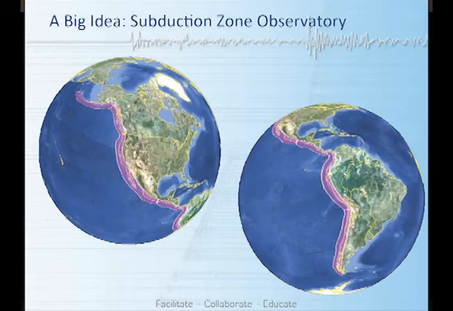Another thing to do would be something called the Subduction Zone Observatory, and that would be to go basically from the Aleutians to Tierra del Fuego with heavy instrumentation, heavy integrated observations, geophysical, geological, to really understand all the variability of the plate boundary processes and the associated hazards, and also even hydrosphere and atmosphere interactions.